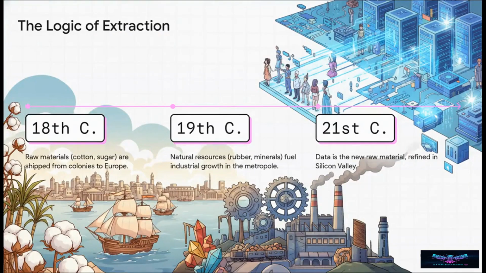And this timeline just lays it out so perfectly. I mean, look, in the 18th century, it was raw materials like cotton and sugar being shipped from colonies to Europe. In the 19th, it was rubber and minerals, fueling industrial growth back in the metropole. And today, the raw material is data, our data, and it's being extracted from all over the world and refined into incredible wealth in the data centers of Silicon Valley. It's the same model, just a different resource.